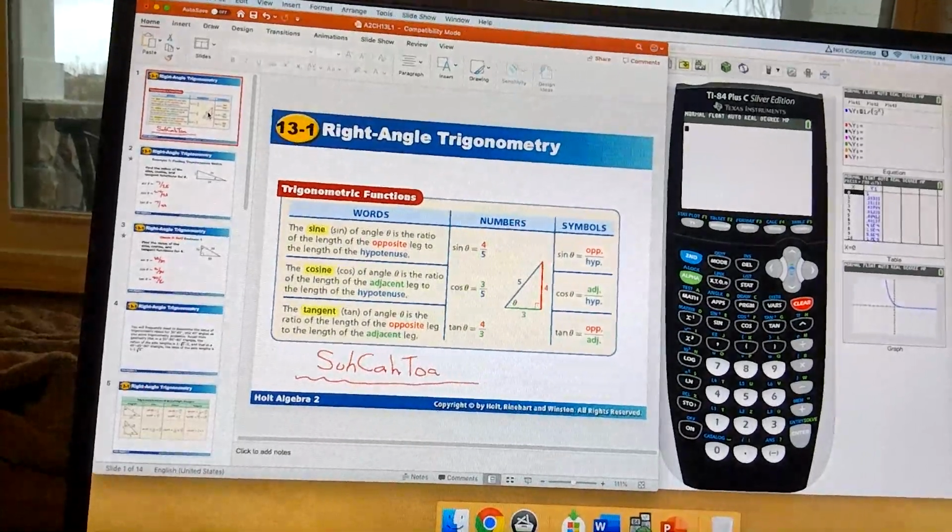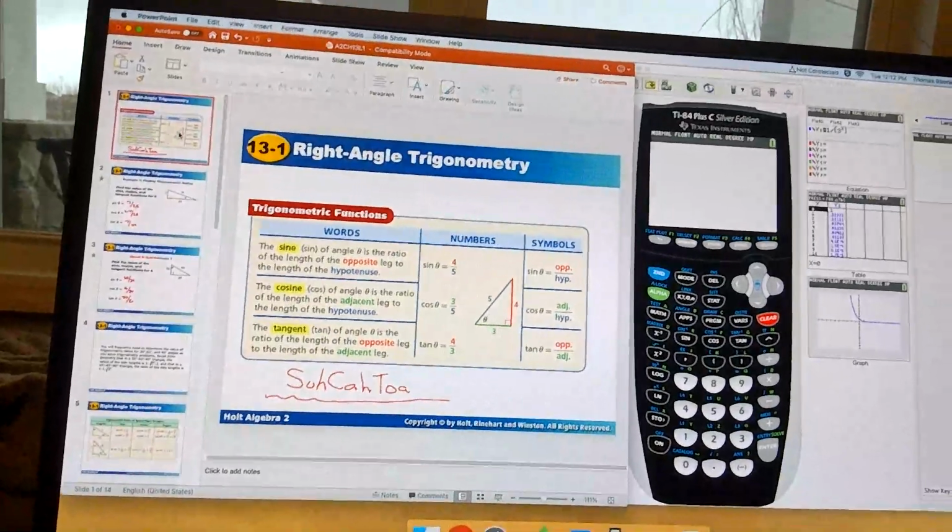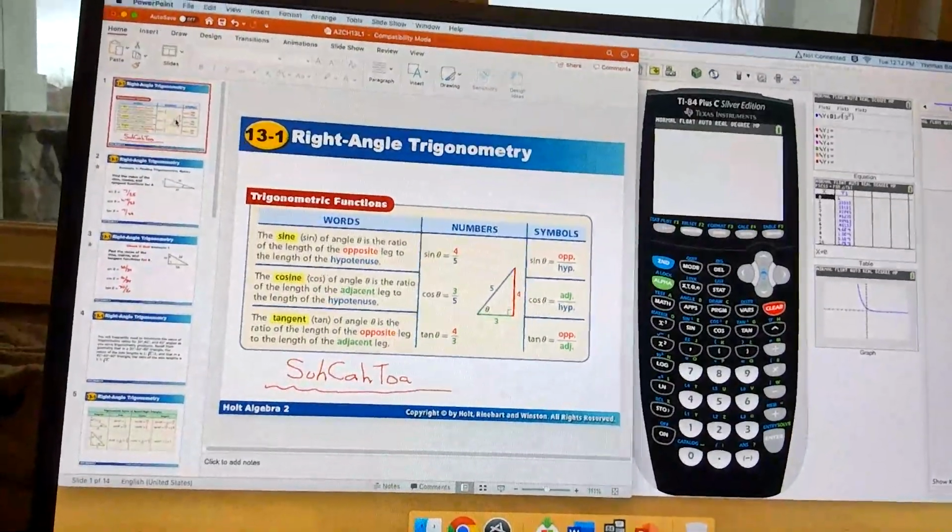All right, welcome back. It's chapter 13, last chapter of the school year. Here we go. We're going to review some things from right triangle trigonometry.